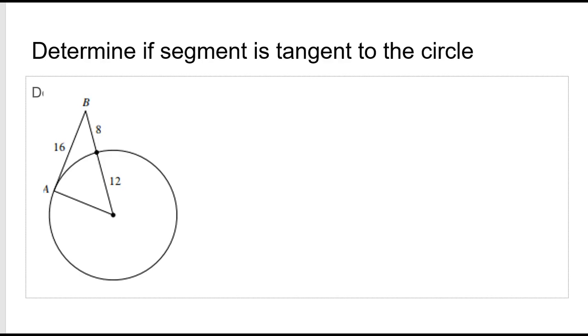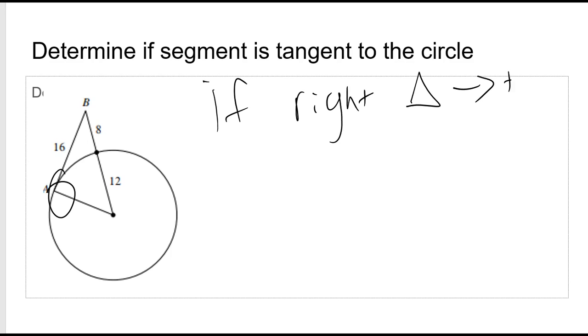Alright, the question says determine if the segment is tangent to the circle. Now, the theorem says if it's tangent and it connects to the radius, then it's a right angle, which means it's a right triangle. So, if this is a right angle, then it's tangent. If this is a right triangle, then it's tangent. So the question is, how do we prove that this is a right triangle? Well, we've done that before in the past. We just plug the numbers into the Pythagorean theorem.